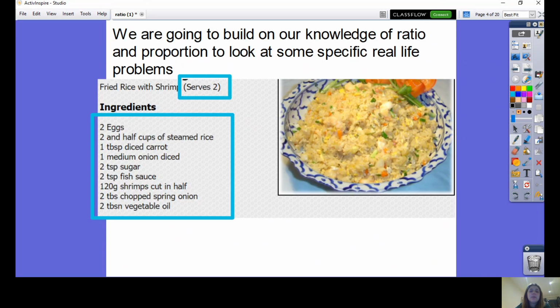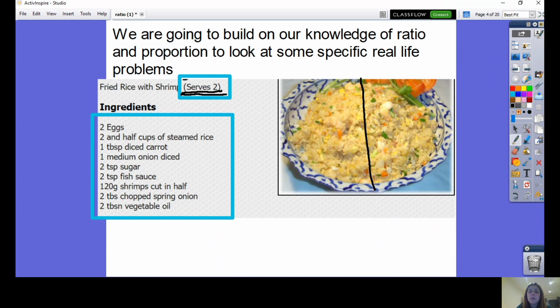In today's lesson, we're going to be specifically looking at recipes, and we're going to need to be able to identify 2 pieces of information in a recipe. The first piece of information you need to be able to spot is how many people your recipe can serve. That means if I followed this recipe and I cook this amount of food, it serves 2 people.